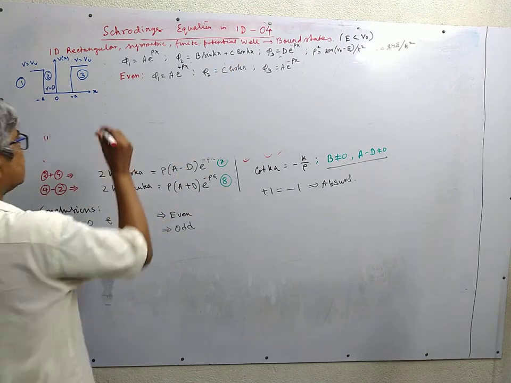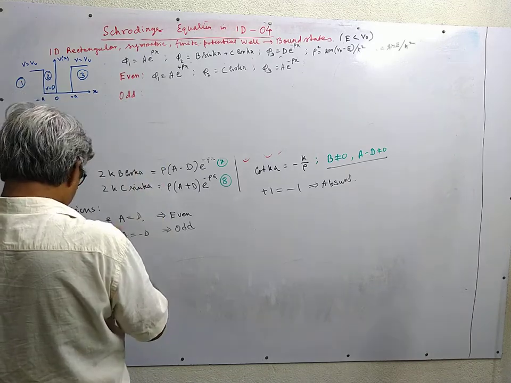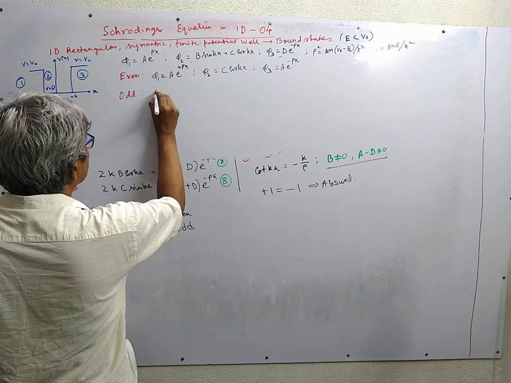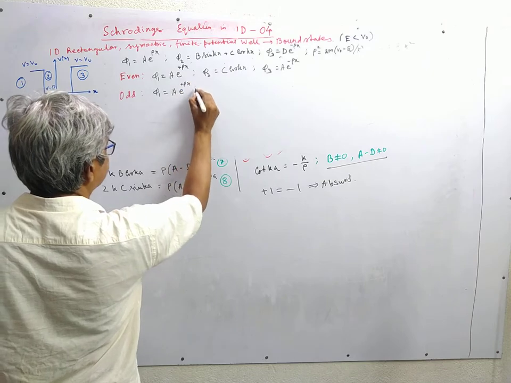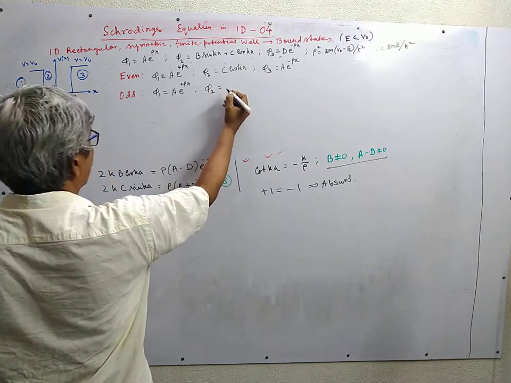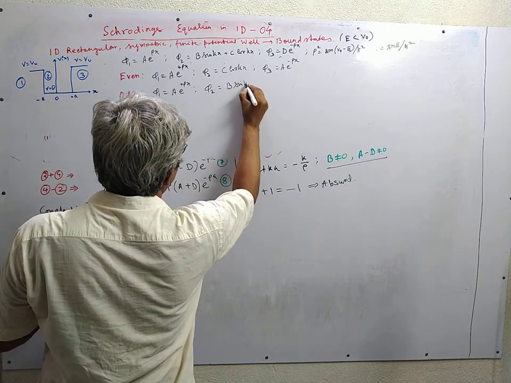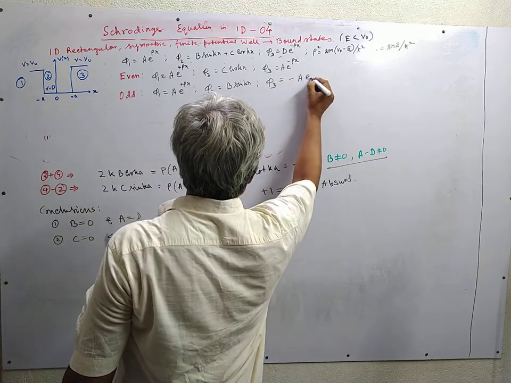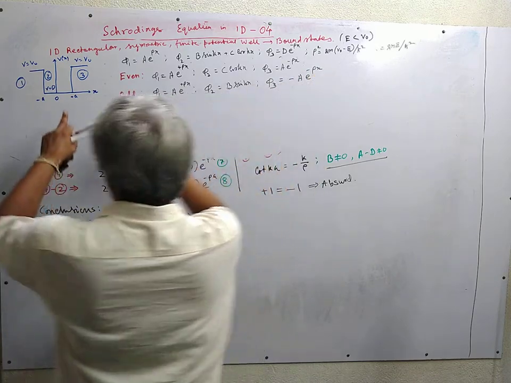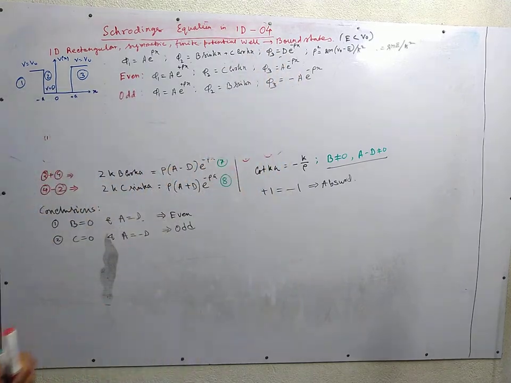And then the odd state: phi 1 is equal to a e to the power plus rho x, phi 2 is equal to b sin kx, and phi 3 is equal to minus a e to the power minus rho x. If we take from plus x to minus x, this part changes sign. So this is the odd parity state.